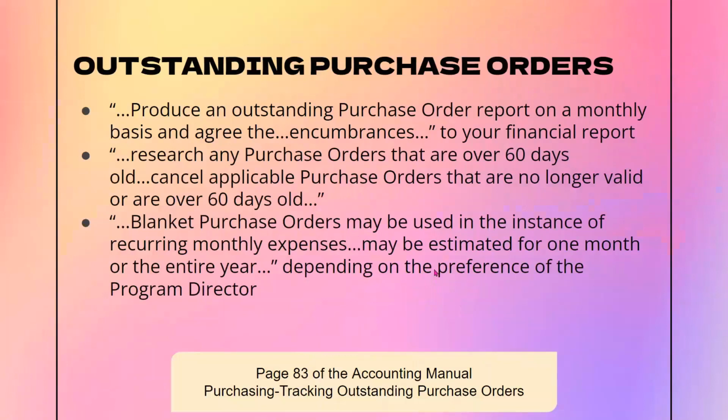Our tribal accounting manual says we have a responsibility to produce an outstanding PO report on a monthly basis and agree those encumbrances to the financial report. That's our opportunity to look for that $20 in encumbrances I opened up and make sure, is that current? Are those things I have to pay, or are those things I need to close? We have to research any purchase orders that are over 60 days old and cancel those purchase orders that are no longer valid, with the exception being blanket purchase orders that we might be using for a period longer than a month, since they can be open for up to a year, okay?